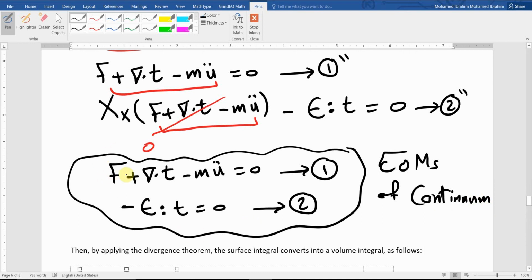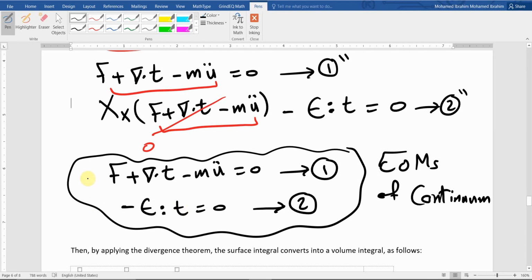Again, what is this F? This is the body force. What is this T? This is the stress tensor that we're going to discuss more today. This is the conventional stress tensor that we used before in the continuum mechanics class. What is mu double dot? This is the inertial force, which is mass times the acceleration. This is simply the equation of motion of Newton's law, right?